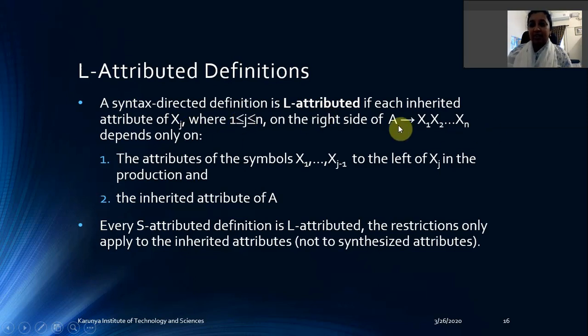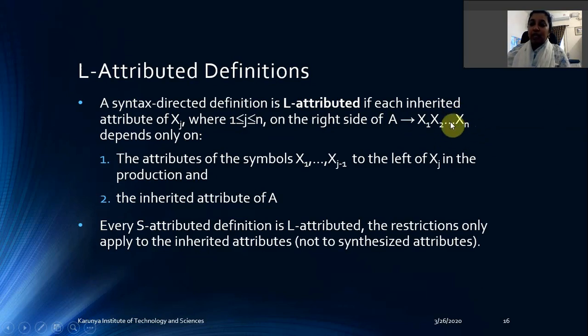They are generalizing the production: on the left hand side you have the non-terminal A, and on the right hand side I can have any number of grammar symbols. So every grammar symbol we are generalizing. I can have n grammar symbols, so we'll take it as X1, X2, Xn.